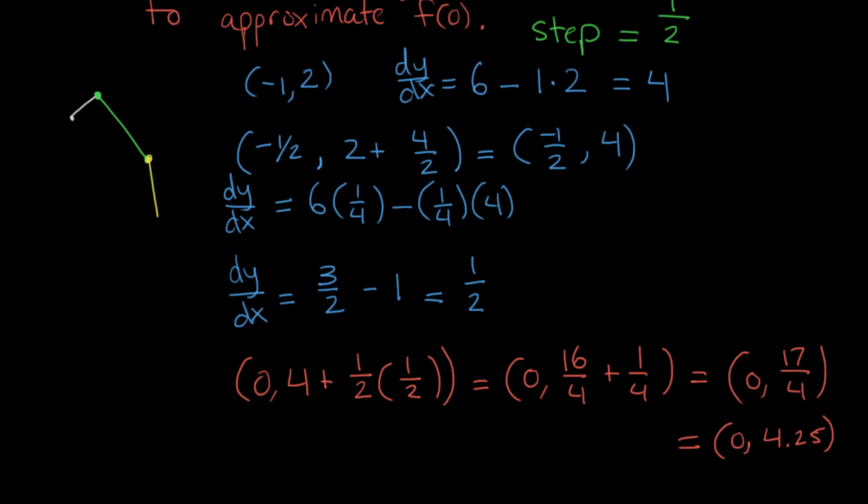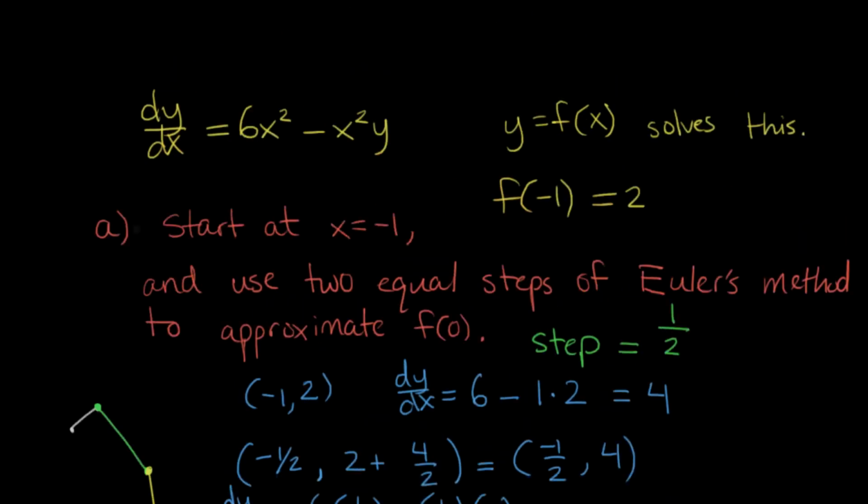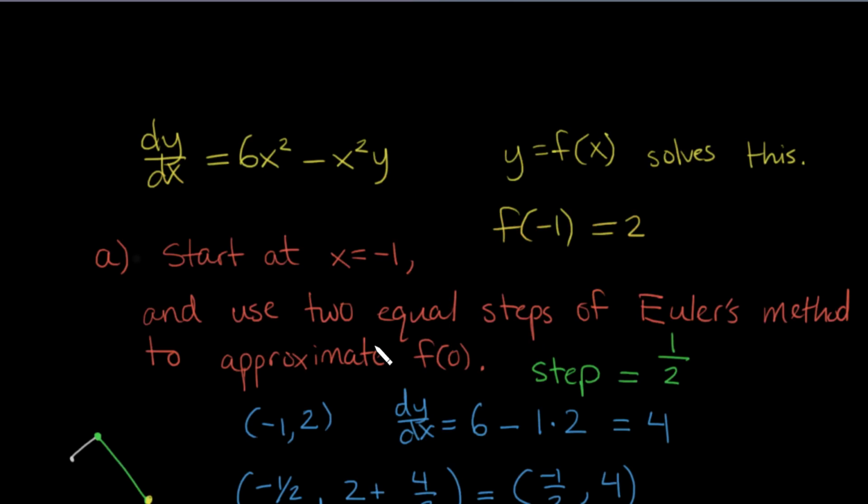Another way to write this is that the x position is 0, and the y position is 4.25. So, to answer the original question, f of 0 is 17 fourths. So we could write f of 0 equals 17 fourths. And that wraps up part A of this question. I will see you in the next video for part B.